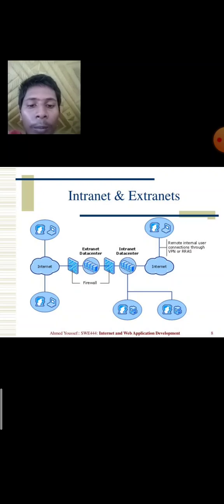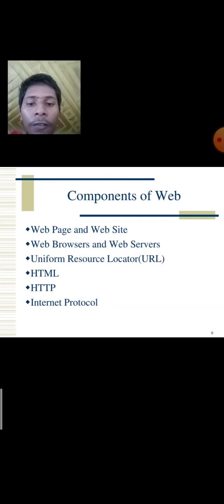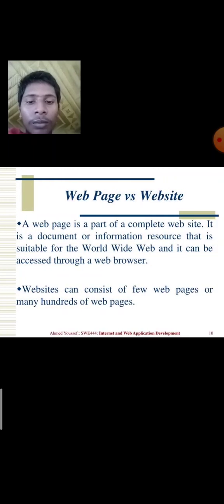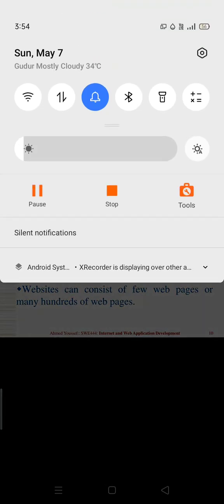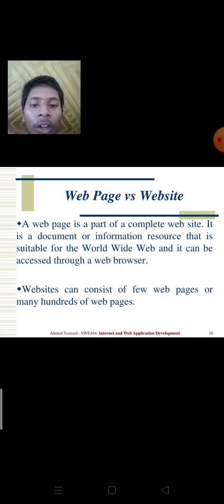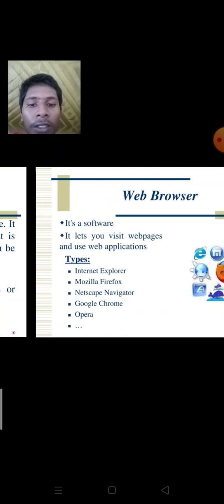Internet and web application development. Components of the web: web page and website, web browsers and web servers, uniform resource locator URL, HTML, HTTP, Internet Protocol. Web page versus website. A web page is part of a complete website. It is a document or information resource that is suitable for the World Wide Web and can be accessed through a web browser. Websites can consist of a few web pages or many hundreds of web pages.